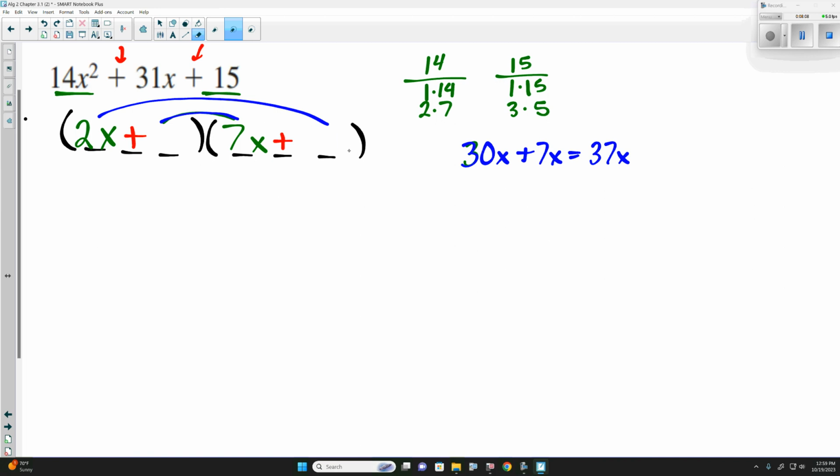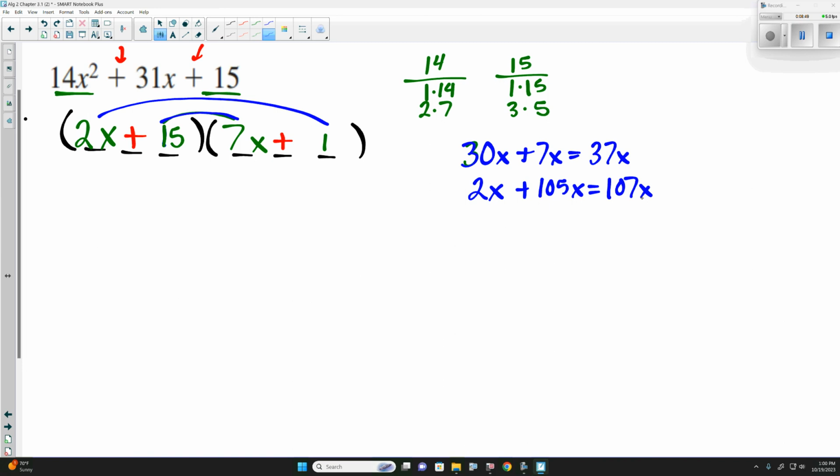Well, our next option is to switch to 15 and 1. So we'd have 15 here, 1 here. I'm going to do this all the way out, but I will point something out as we start this. 2x times 1 is 2x, positive 2x. 15 times 7x is plus 105x. And 2x plus 105x is 107x.